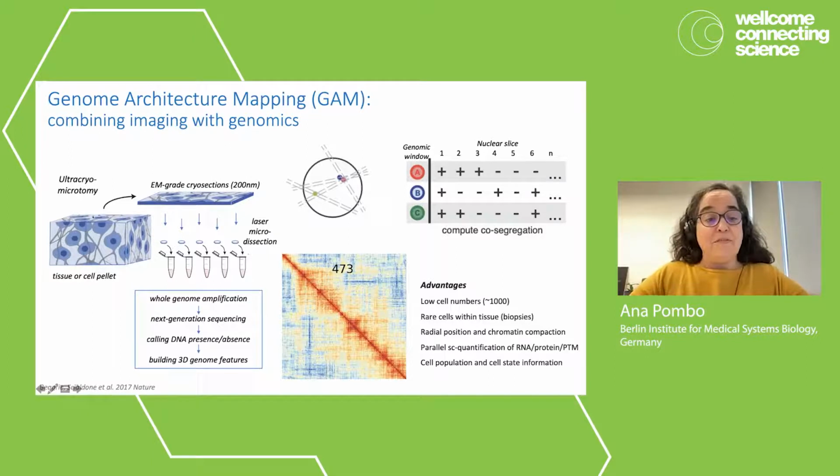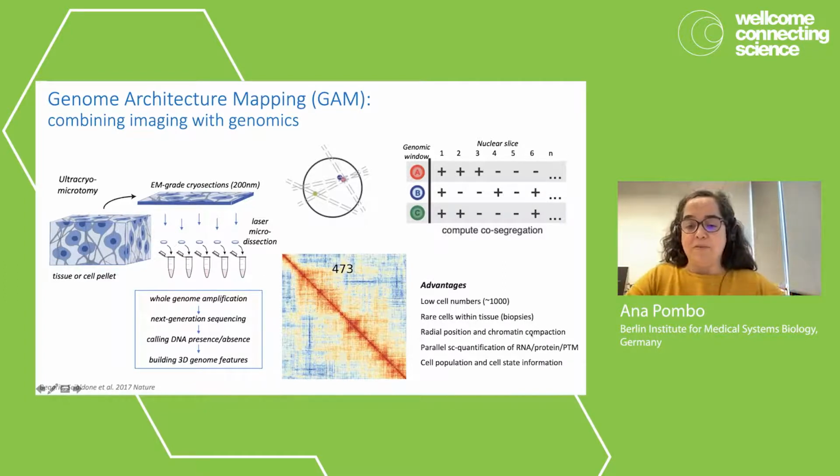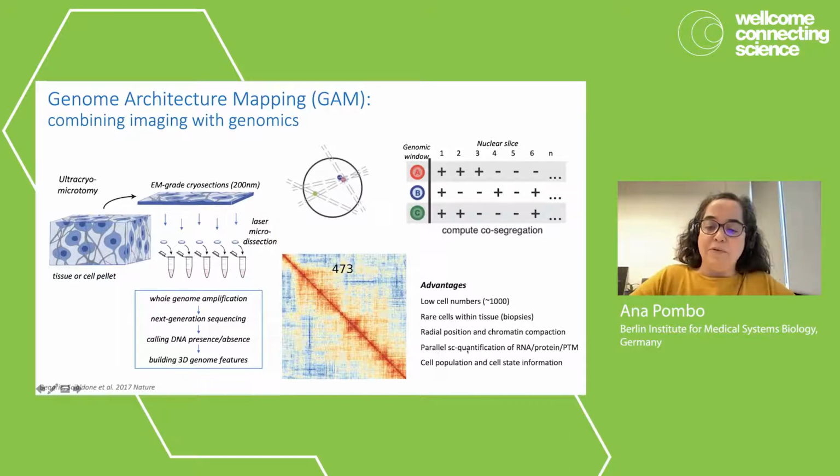Another advantage of this method is that it's very rooted in electron microscopy. It starts with very small sample sizes, and so it's suitable for small tissues, for example, in the brain, or also rare cell types within a biopsy. I mentioned we can extract radial position and chromatin compaction, but we're now also moving to adding further layers of information, for example, by quantifying the transcriptome or the presence and abundance of proteins or post-translational modifications at the single cell level within these data sets.